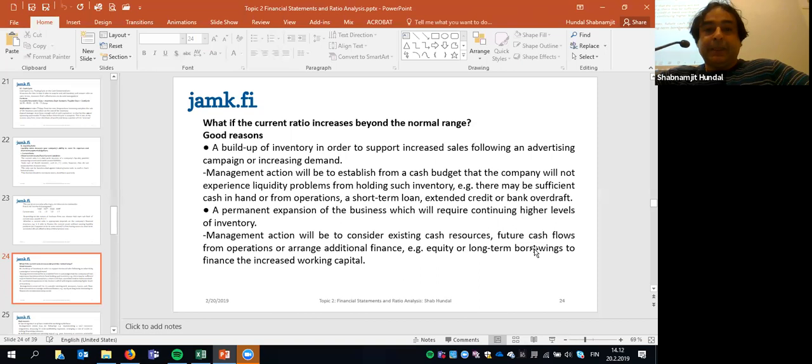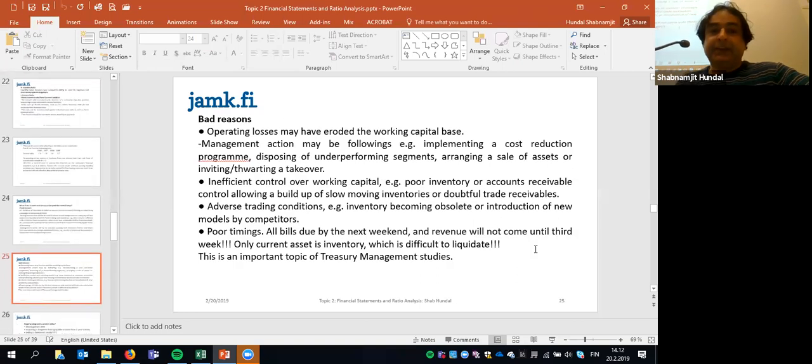You must have a permanent expansion of the business, which will require a higher level of inventory. The company is getting bigger and bigger and size is increasing. You need more inventory. And then there are some bad reasons also. The company is losing money, but with the increased cash, you are covering up your sins.